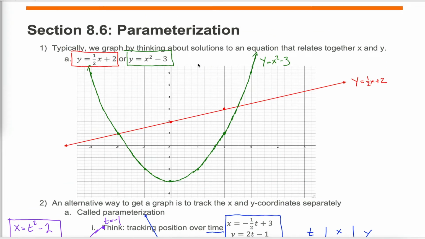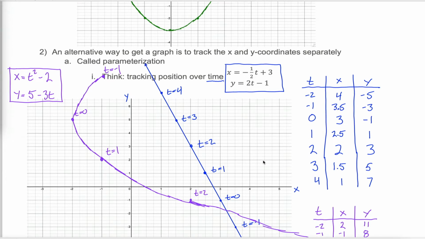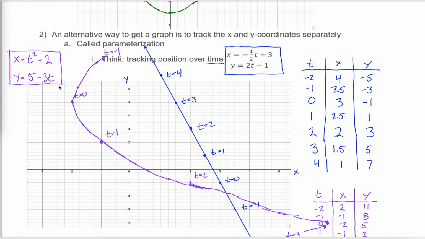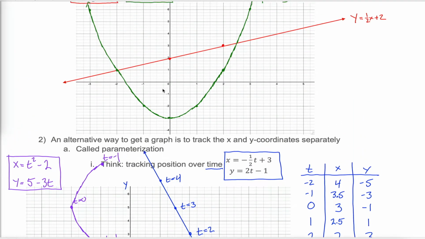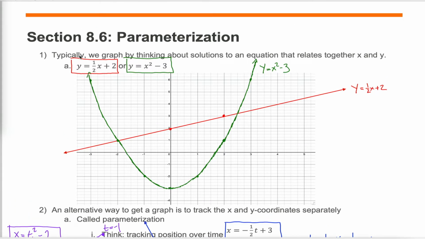So in the last video, I introduced this concept of parameterization. And the basic takeaway for the last video is if you're given two different equations, one telling you the x coordinate, the other telling you the y coordinate, both as a function of time, we can use those two equations in conjunction to come up with a graph, which is kind of cool and definitely different from the standard way of graphing where you just have a single equation that ties together the x and the y coordinate.